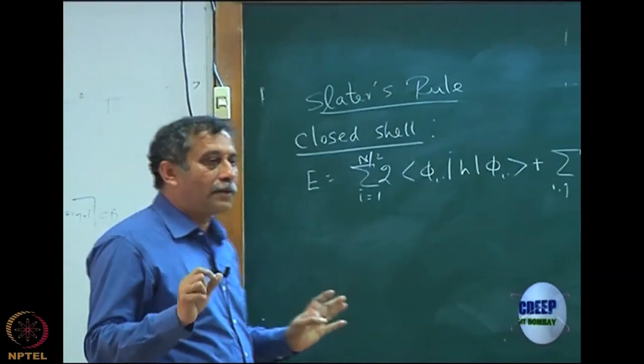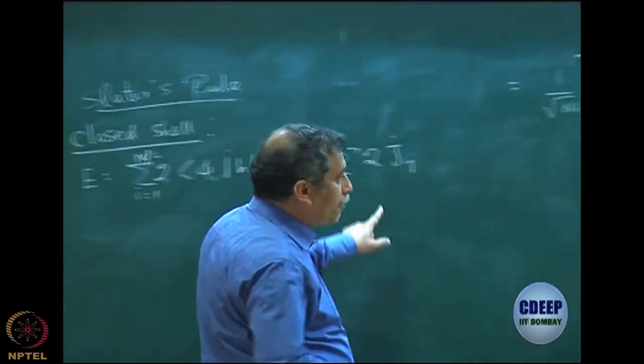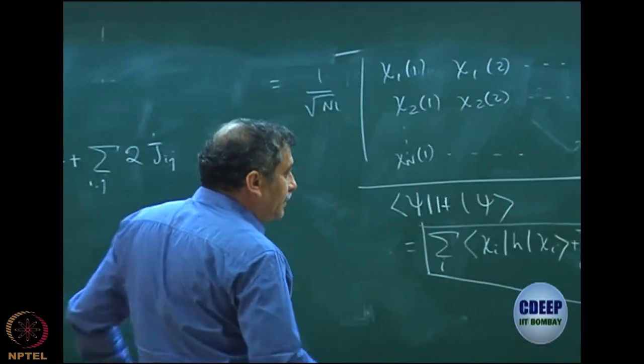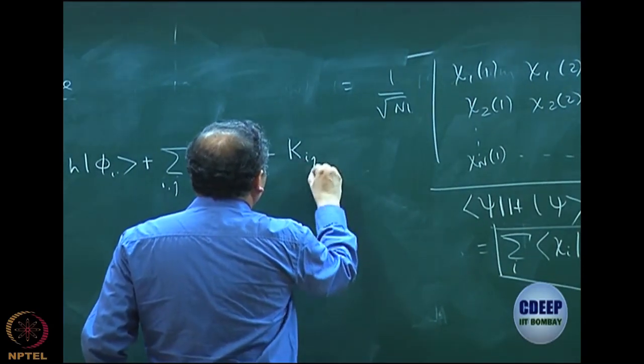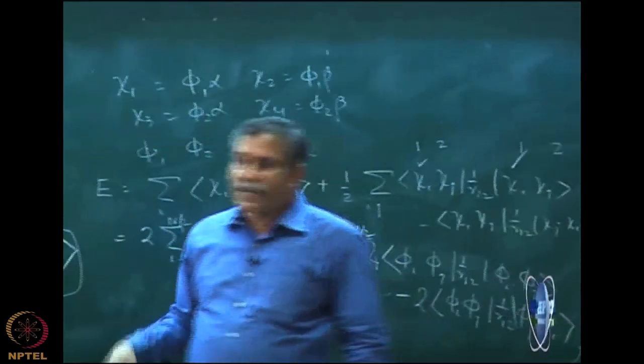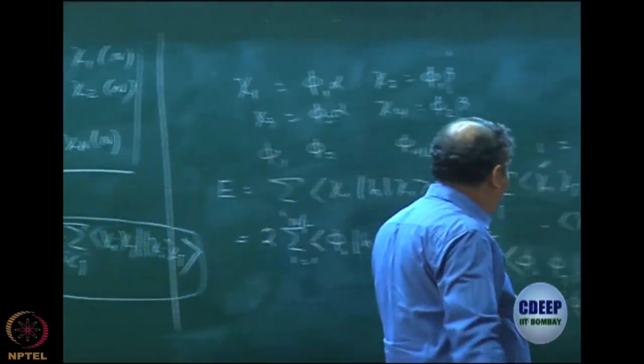This is another common notation, so I am just introducing it. Half into 4 becomes 2. Then I have half into 2 minus, and I call this the exchange integral K_ij. This is again just a notation. So if I write K_ij, this means ij|ji. In lexical order you read i j j i.